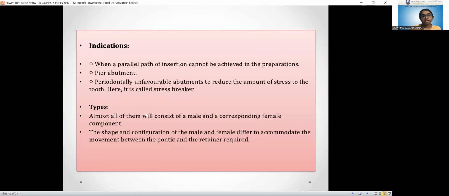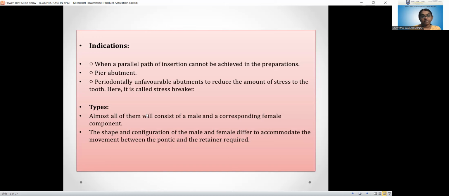So when are non-rigid connectors indicated? That means when we cannot achieve a parallel path of insertion, for example in the case of a tilted abutment. Sometimes it is difficult to achieve a parallel path of insertion. So in such cases, we can go for non-rigid connectors.